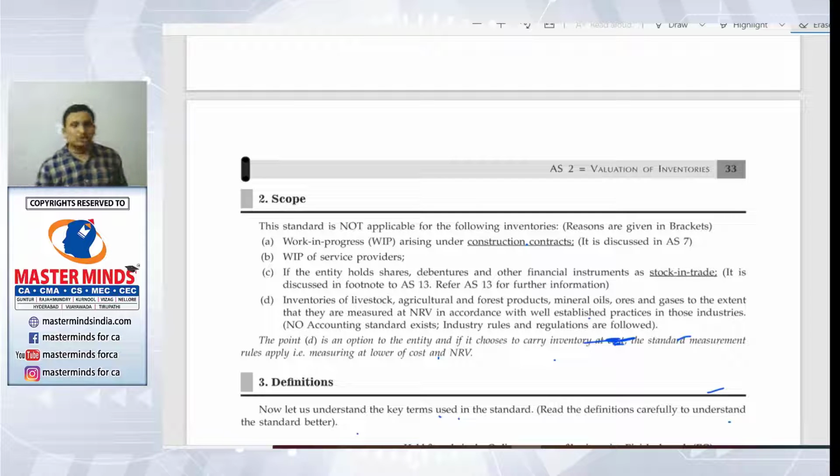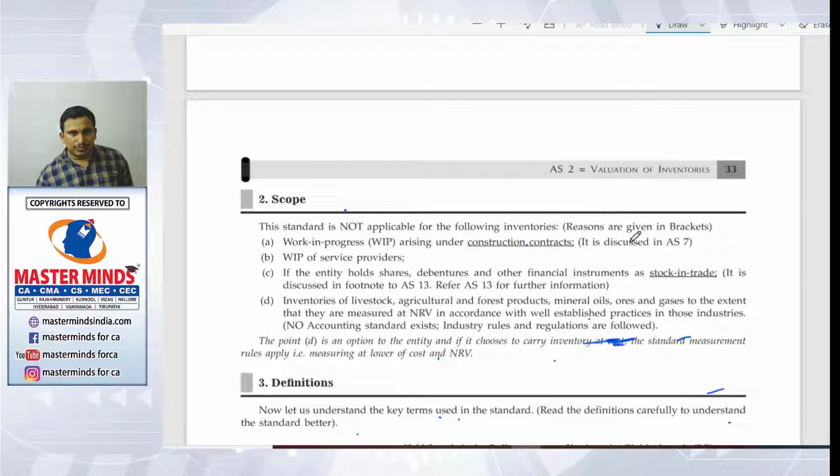So what are such exclusions of AS2? I would like to show here. Scope: this standard is not applicable for the following inventories. So what are such inventories? First one, work in progress arising from construction contracts. What is that? Work in progress arising from construction contracts.